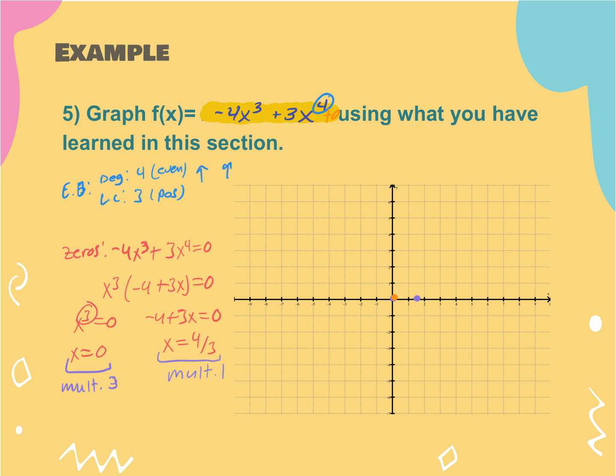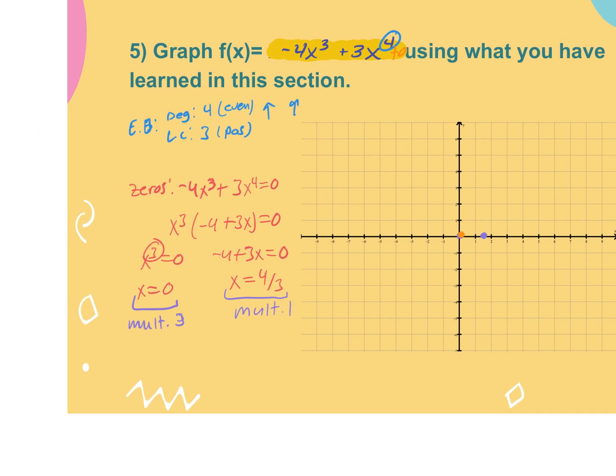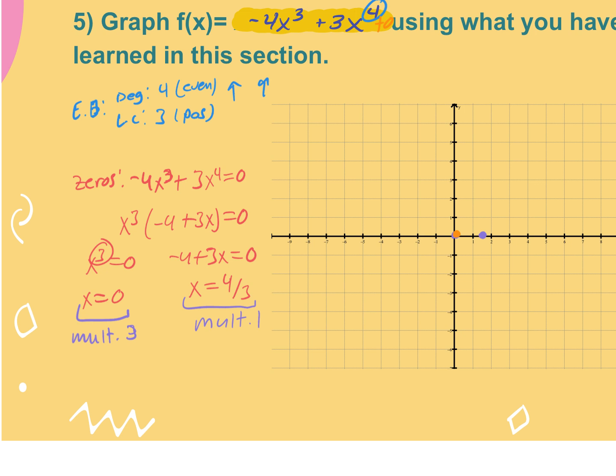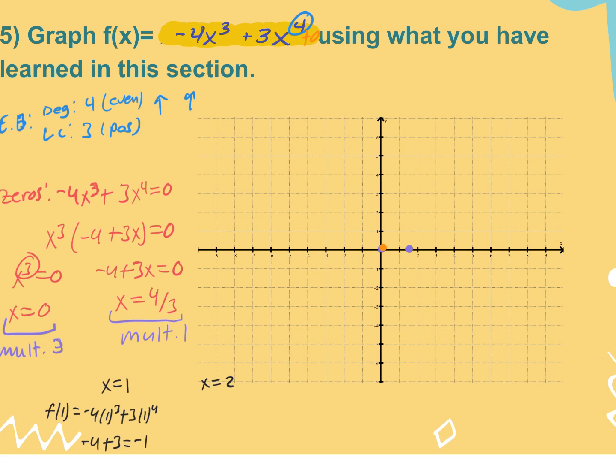Now to find where the rest of it goes, we don't need a crazy amount of points. I'm maybe just going to pick x equals 1 and x equals 2. It doesn't really matter. So f of 1 is going to get us negative 4 times 1 cubed plus 3 times 1 to the 4th. That's negative 4 plus 3, and that's going to get us negative 1. So when x equals 1, y is negative 1. So we get a point right there.